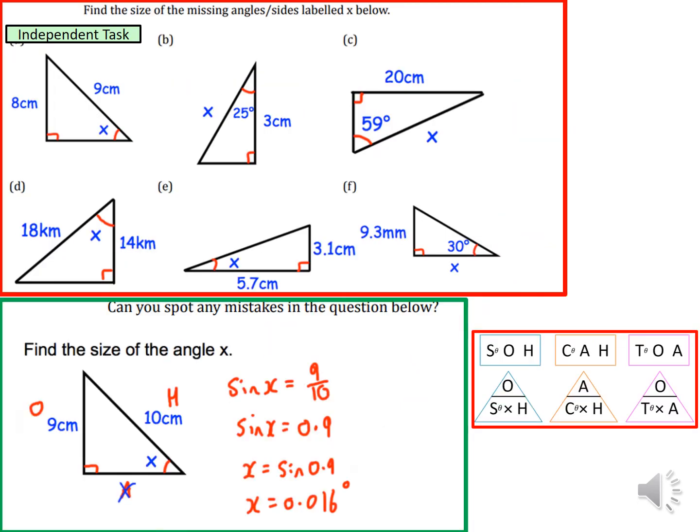For set 5, please have a go at just the red section, only have a go at 3 questions. And for set 3 and 4, please have a go at both sections. In the red section, at least do 3, and in the green section, do this final question.